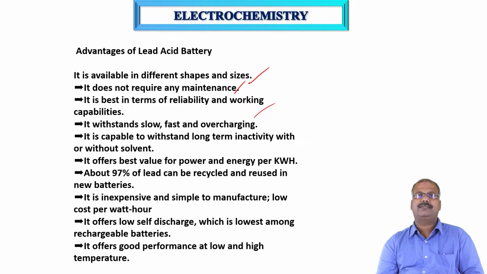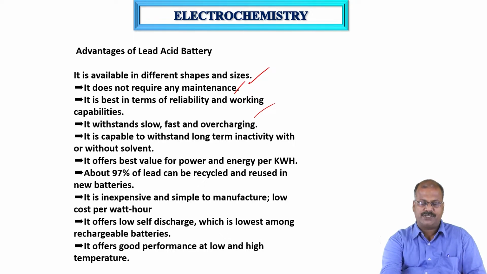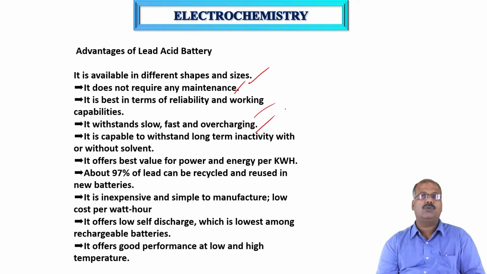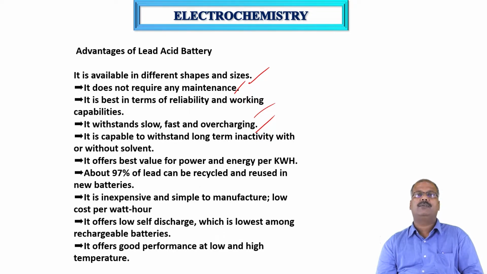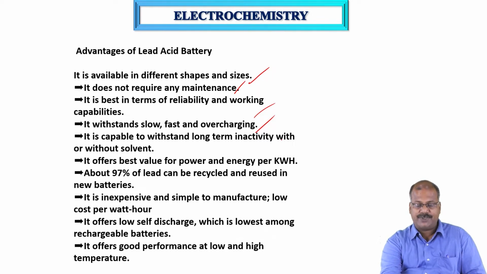We have emphasized that lead acid battery is still used, even though lead is an environmental hazard. Its widespread use is still there because of its performance and low cost, which is very difficult to replace by any other system. So it withstands slow, fast, and overcharging. It is more rigid to withstand slow, fast, and overcharging. It is capable of withstanding long-term inactivity with or without solvent.